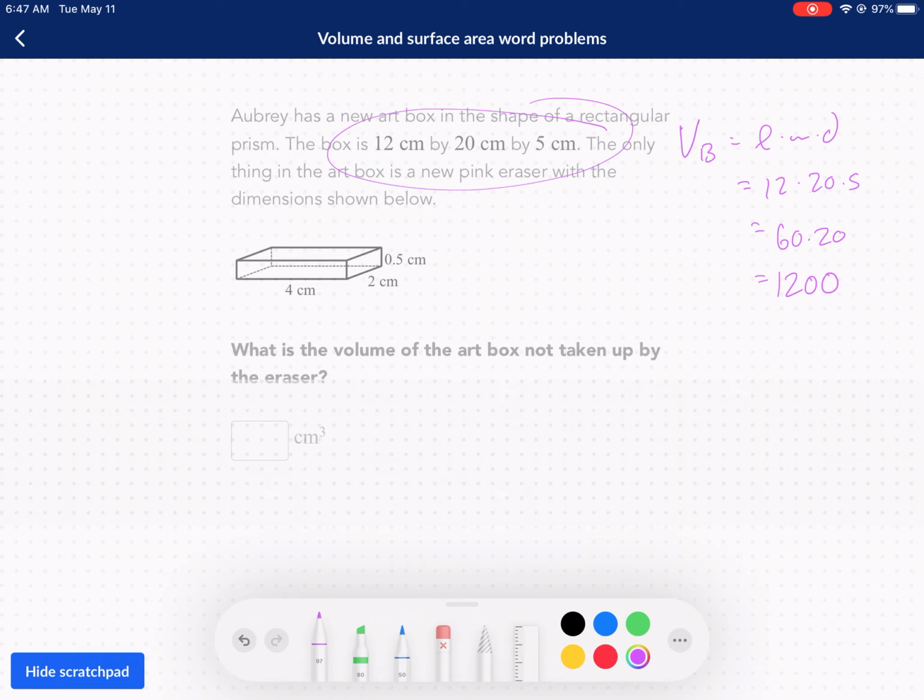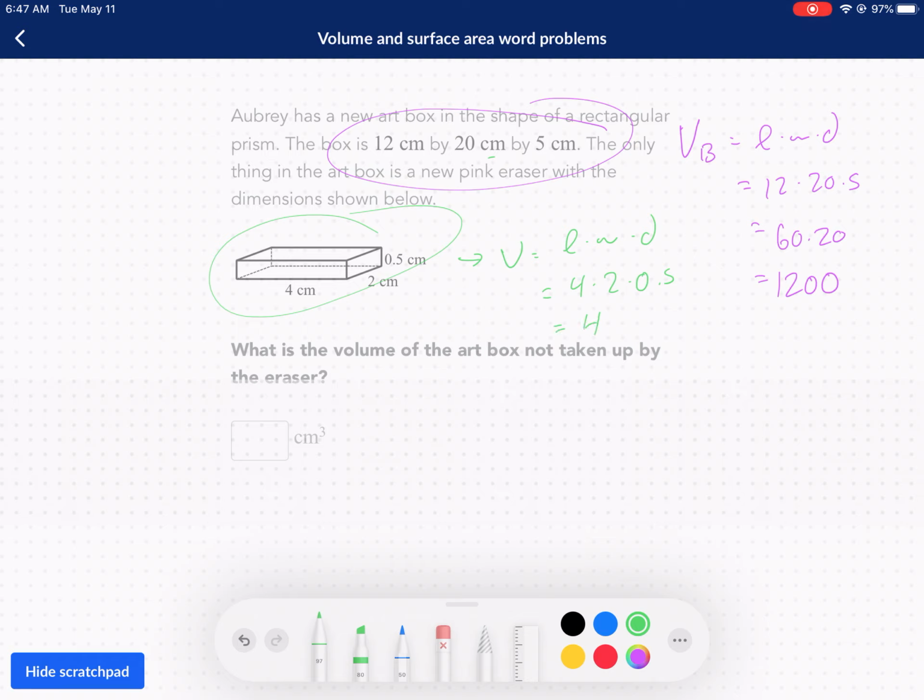So now we have this dimension. We'll use green now. And we want to find the volume of this guy, length times width times depth. And same units, double check, okay? We're going to have 4 times 2 times 0.5. I'll multiply 0.5 times 2, which is 1. 4 times 1 is just 4.